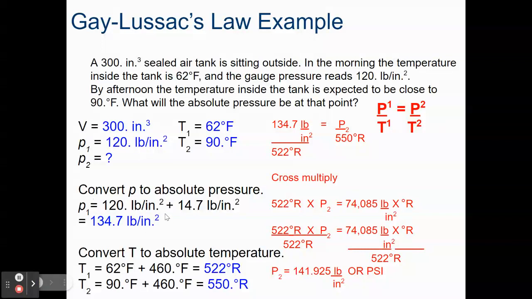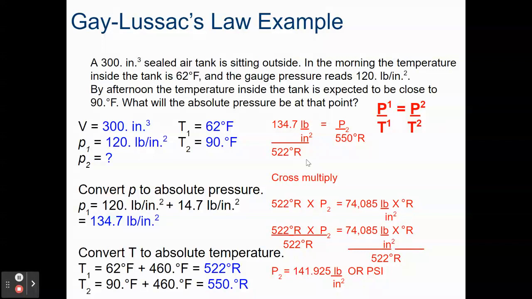All right, first thing, let's convert pressure to absolute pressure, 120 plus 14.7, 134.7. I would mark that off right here and write in 134.7. Do not use 120 in your math. And convert our 2 temperatures. We get 522 and 550. Same thing, cross that out and change it in your equation so you don't accidentally use 62 and 90 in your math. P1 over T1 equals P2 over T2. P1 right here over T1 right here equals P2, don't know it, divided by T2 550.